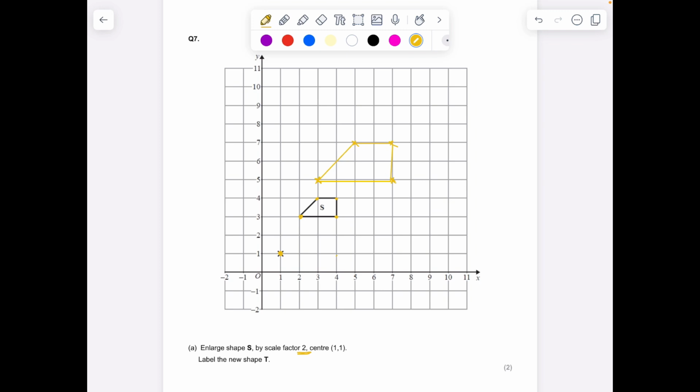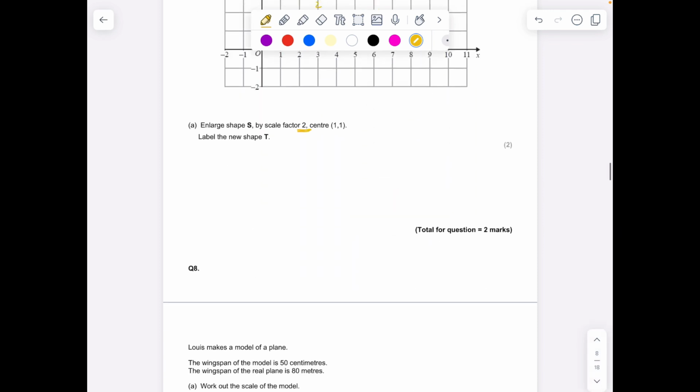And obviously you can always check, is this twice the size? Yeah. This was 2 along, now it's 4 along. This was 1 up, this is now 2 up, and so on. So you just double check that it is twice the size. You got 1 mark if you did enlarge it by scale factor 2, but drew it in the wrong place. To get full marks, you need to obviously enlarge it and then draw it in the correct place.